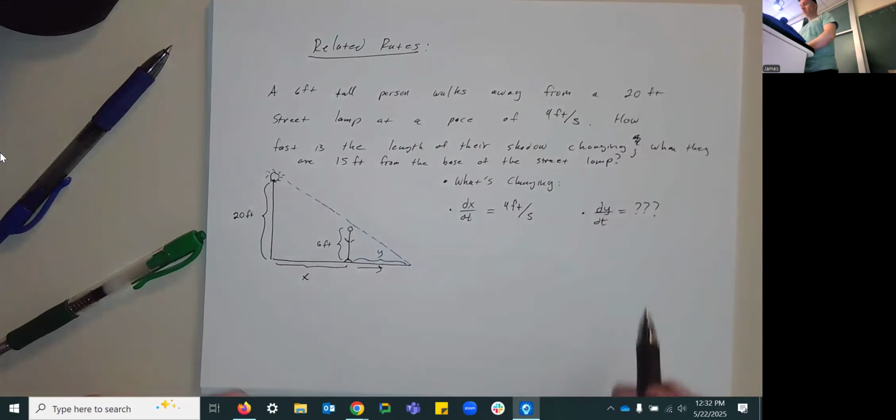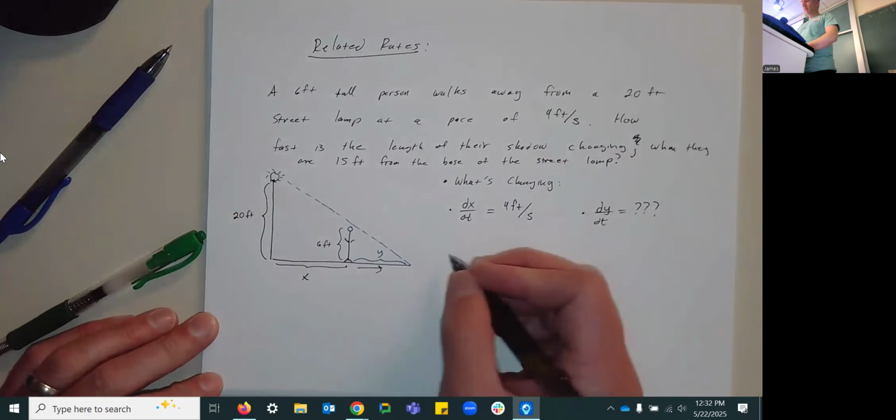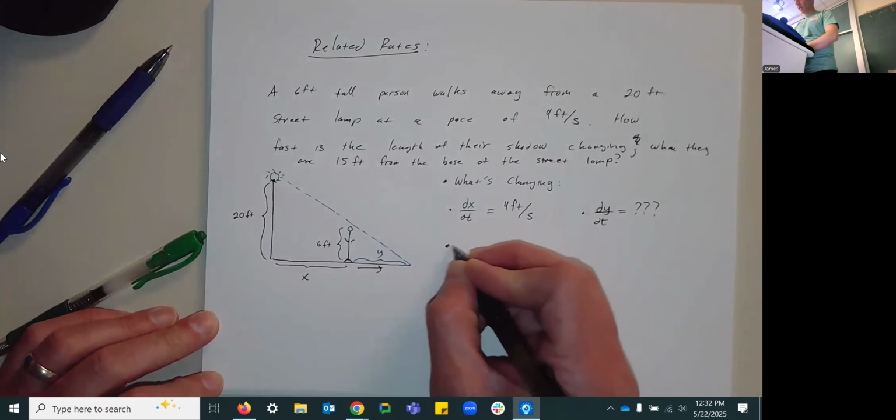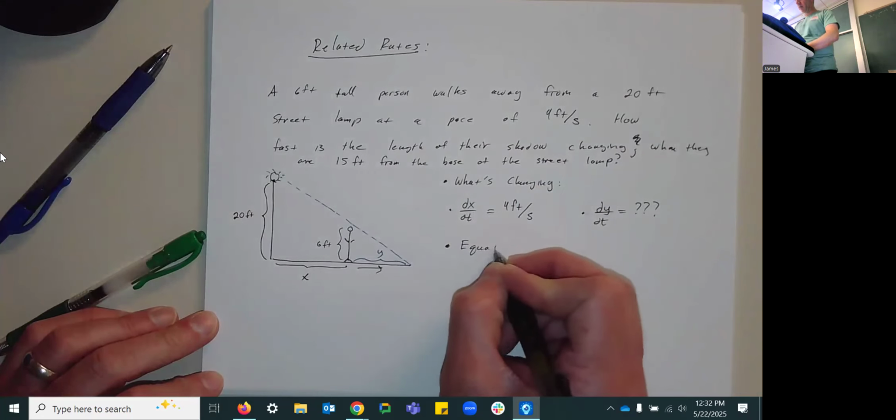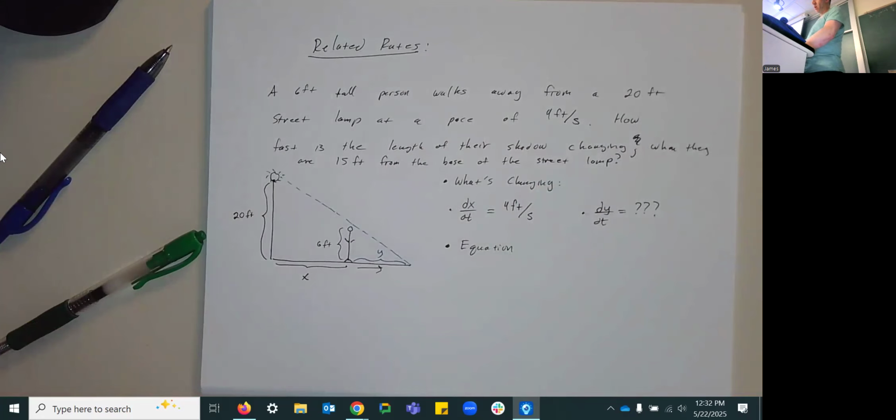Okay, so we've listed all the things that are changing that we care about or that we want to know about. And now we have to have an equation relating all of the things that aren't time. So we need an equation relating x and y. This is not a Pythagorean theorem situation, even though you've got right triangles. Typically with right triangles, it's either a Pythagorean theorem kind of deal or a similar triangles kind of deal. This is a similar triangles kind of deal.